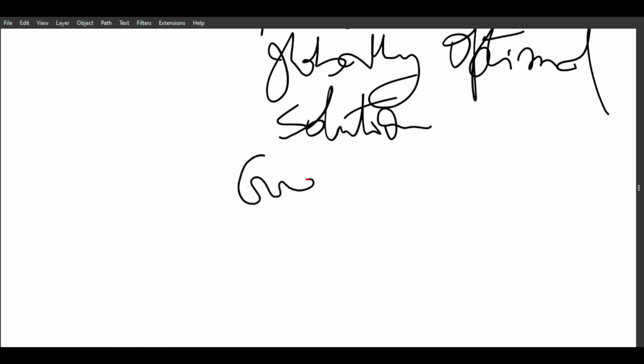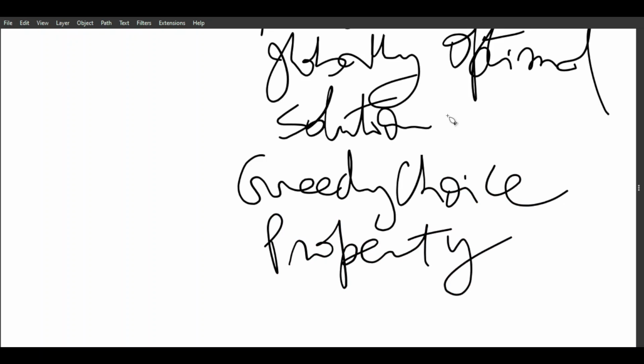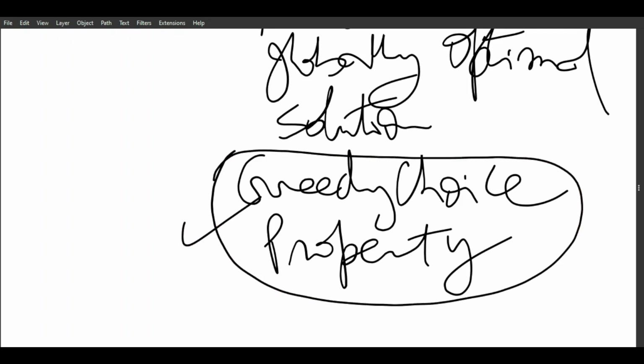So this is the most difficult part in designing greedy algorithm. We have to prove that our algorithm has the greedy choice property. If we are unable to prove it, then our algorithm will not work. This is the only difficulty with greedy algorithms. Usually they are very simple because we are making a locally optimum choice. The most difficult part is proving the greedy choice property.